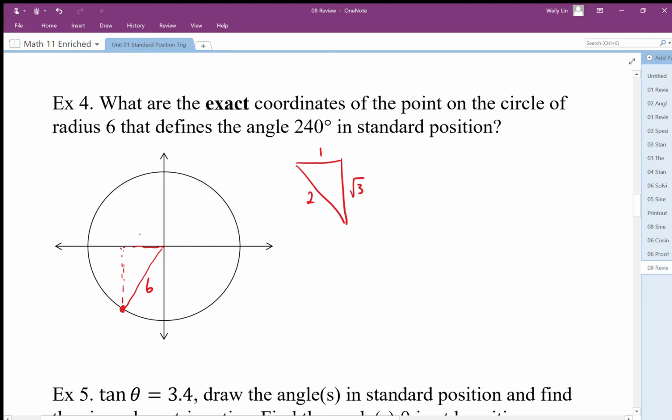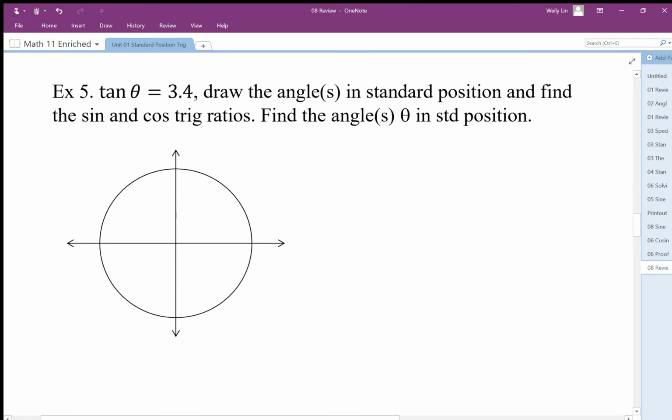So I know that this length is 3, but I remember that once I go into standard position, I have to consider position. So I know I have to make sure that that's -3. And here we know this is going to be 3√3. The exact value is going to be 3√3, but we know we have to go down 3√3. Okay, so the coordinate of that point is (-3, -3√3). That's going to locate the exact point, so that's important. Exact means we do not use the decimal values. We have to use exact values.